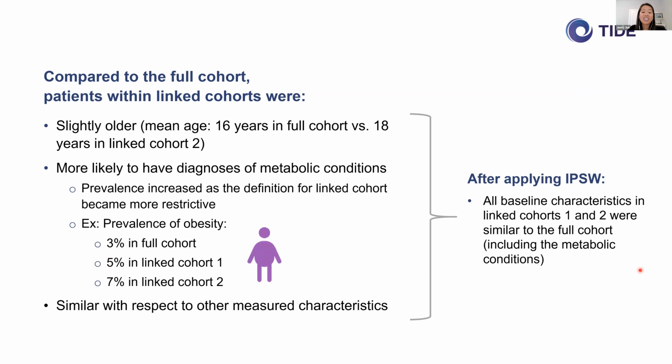And after applying inverse probability of selection weights, all baseline characteristics in linked cohorts 1 and 2 were similar to the full cohort, including for the metabolic conditions, which is great because that's exactly what we wanted.